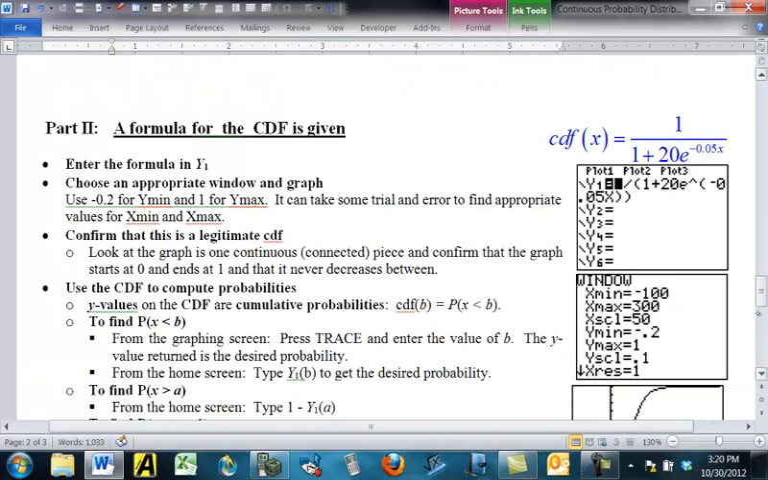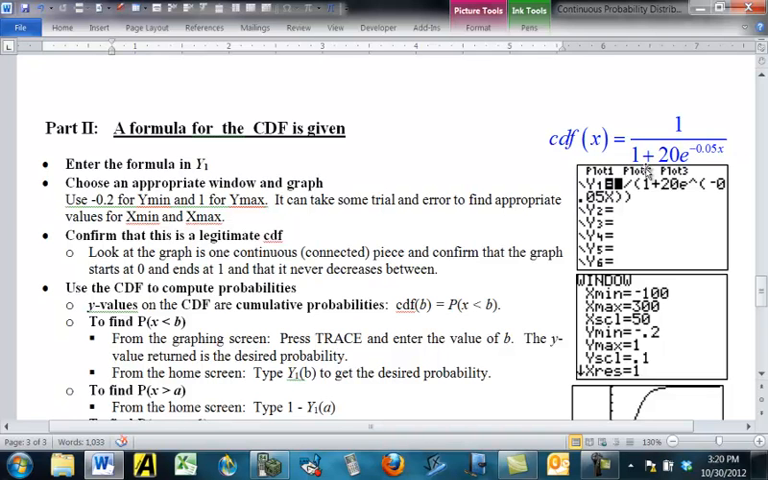Okay, now let's go the other way around. Suppose we're given a formula for a CDF. New example. This time the CDF is given as 1 over 1 plus 20 times e to the negative 0.05x. This is actually defined for all x. So this one actually goes from negative infinity to infinity.